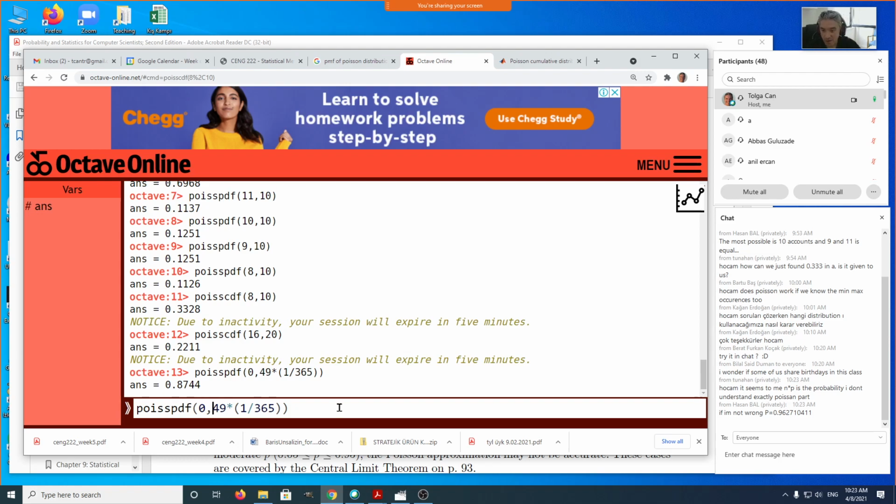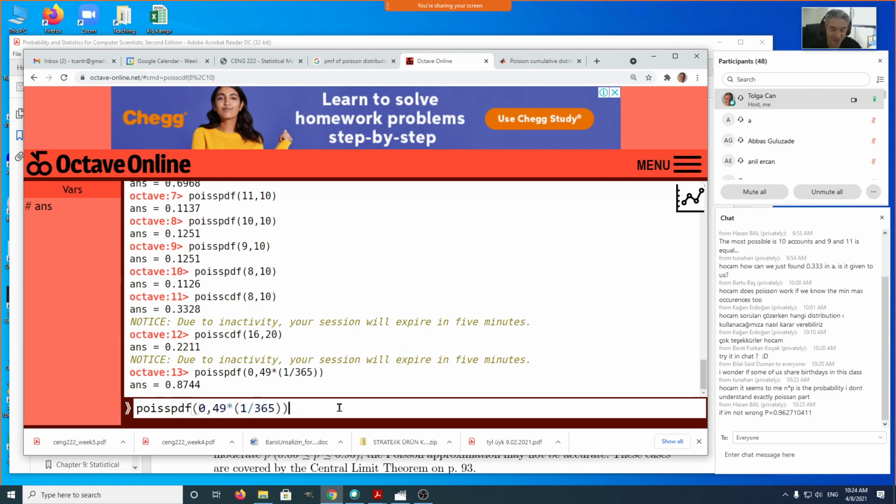So this is the probability that none of you shares. Actually, I did it incorrectly. Right now, this is the probability that none of you has April 8th as your birthday. So the probability that one of you in this class has the birthday of April 8th is 1 minus 0.87. Okay, so we have around 10% probability.